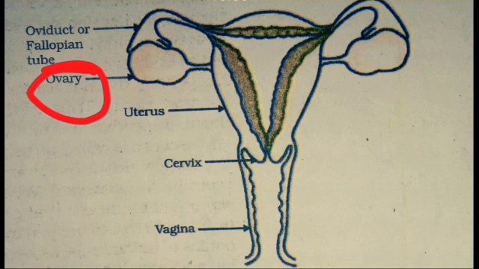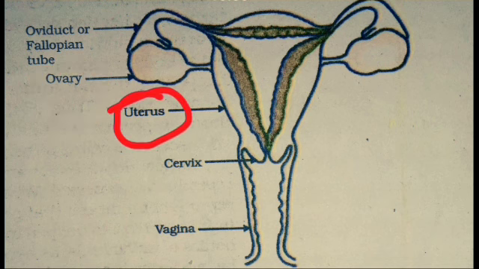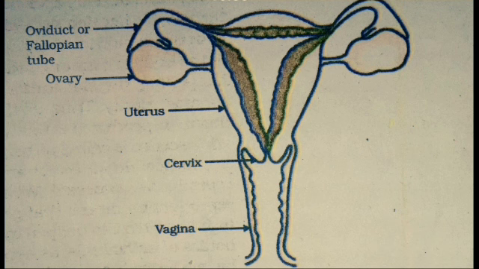Then the walls of the uterus become thick and richly supplied with blood to nourish the growing embryo. The fertilized egg, also called the zygote, gets implanted in the lining of the uterus. This is the lining of the uterus, and it starts dividing.